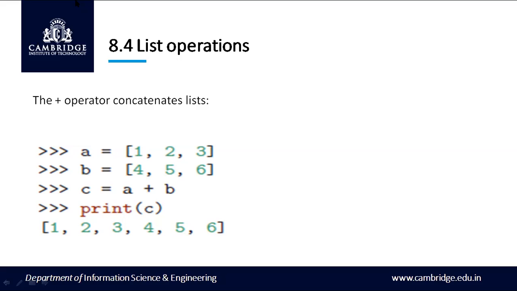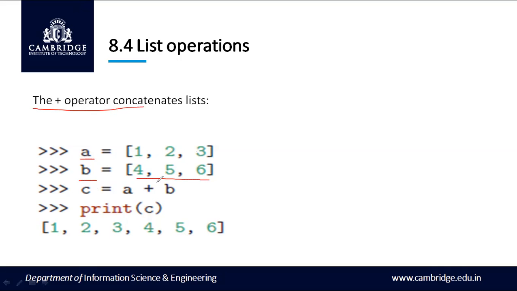So in this example, you can see the plus operator concatenates lists. So this is the concatenation operator. Here we have two lists, namely A and B. The A list consists of three items, an integer list, 1, 2 and 3. Whereas the other list, B, consists of again three items, 4, 5 and 6.